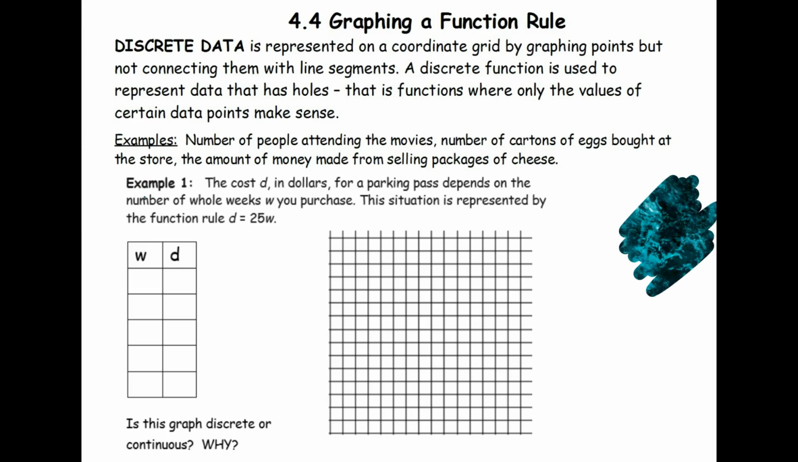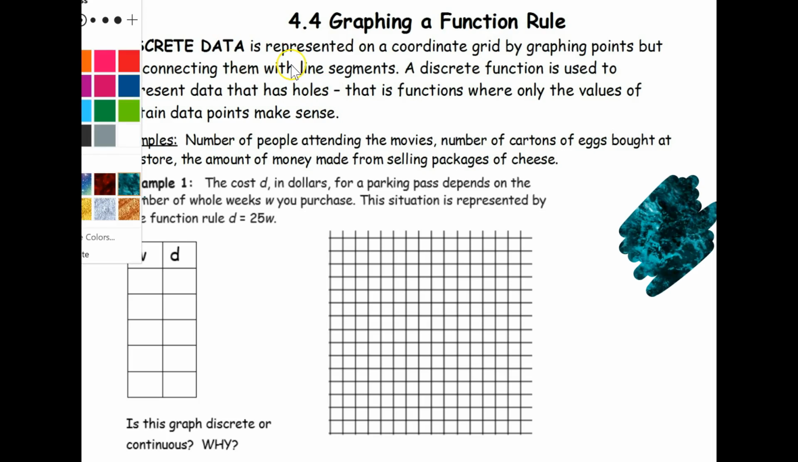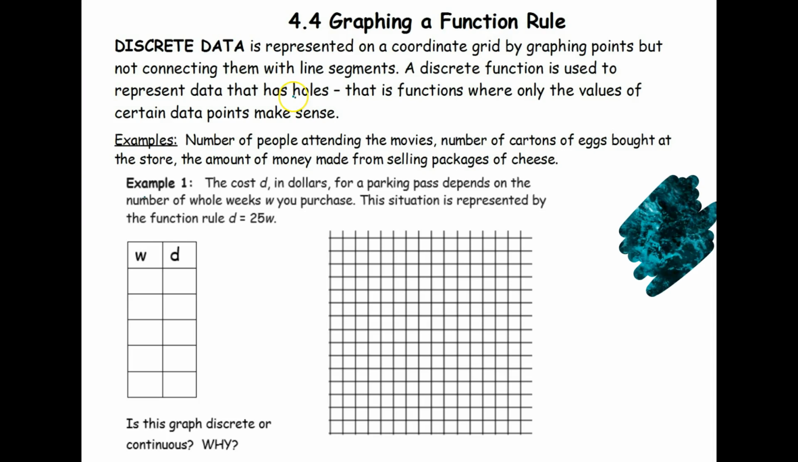All right. So anyway, discrete data. Discrete data is represented on a coordinate grid by graphing points, but not connecting them with line segments. A discrete function is used to represent data that has holes. Let's underline that word right there. Has holes. That is functions where only the values of certain points make sense.